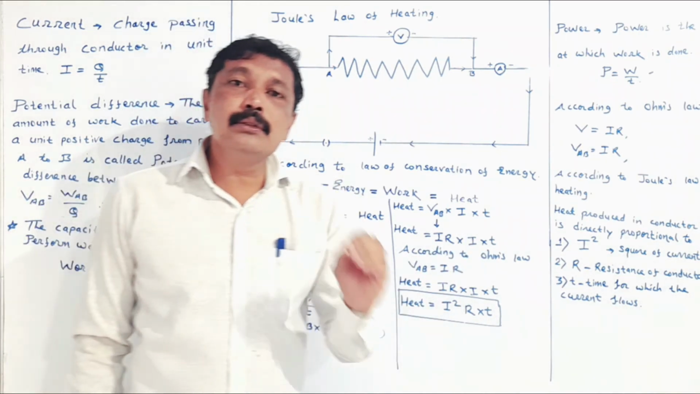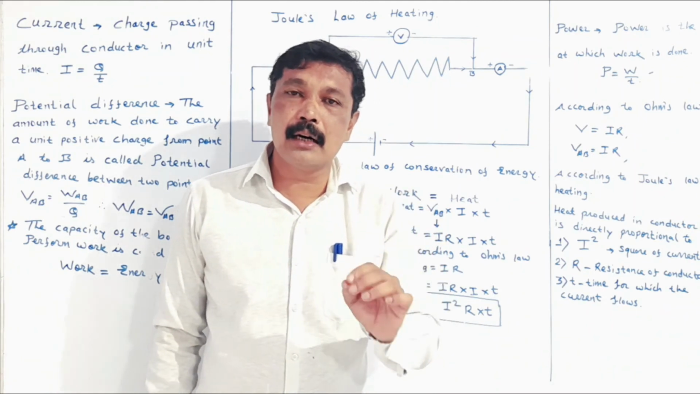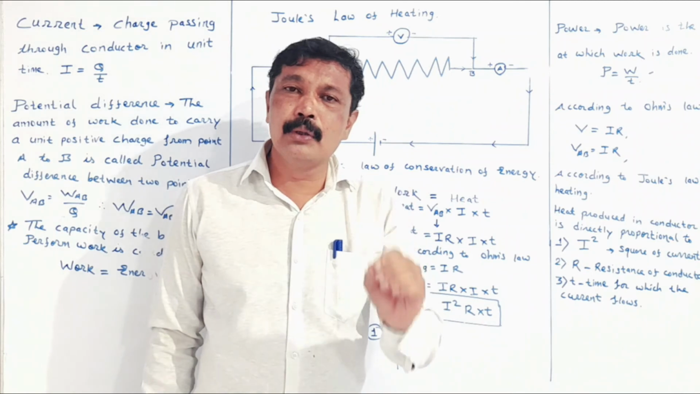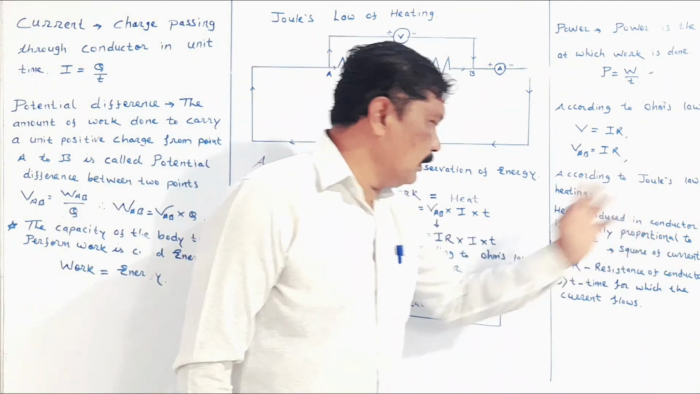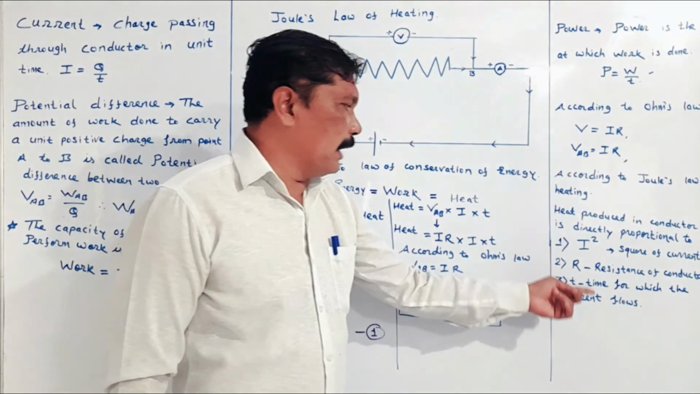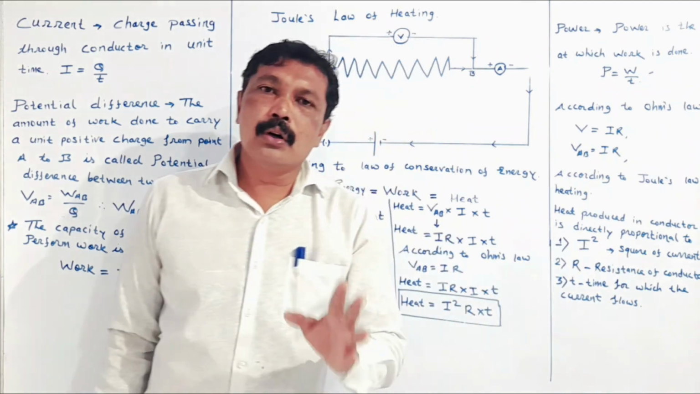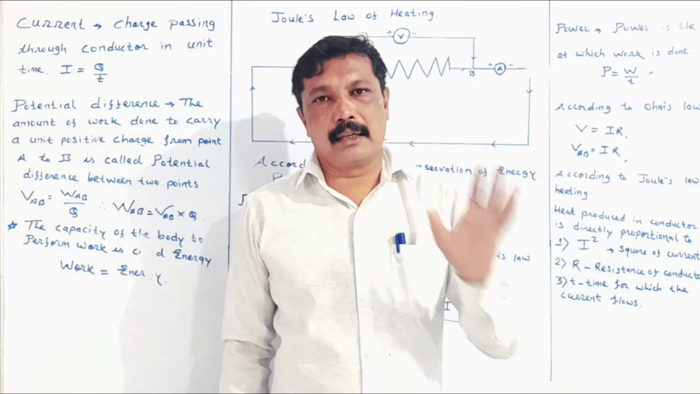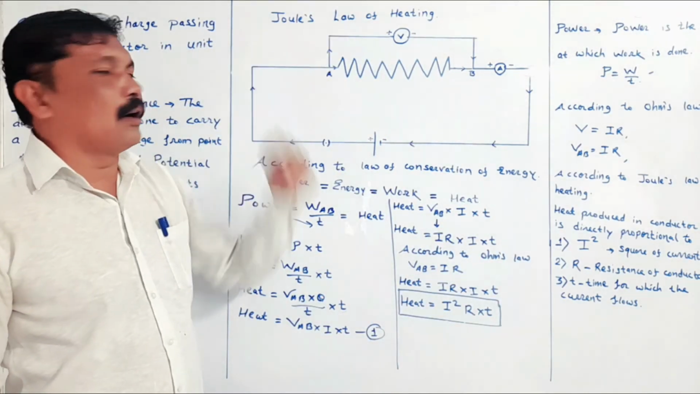According to Joule's law of heating, when a current is passed through a conductor, the heat produced is directly proportional to the square of the current, the resistance of the conductor, and the time taken for the current to flow through the circuit. So my dear student, this is Joule's law of heating.